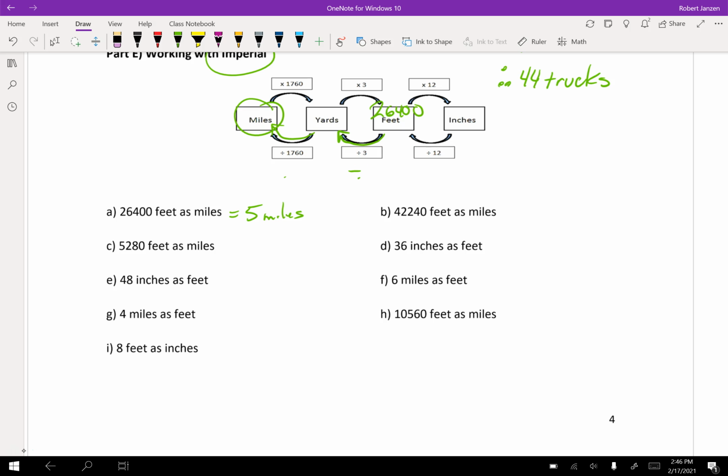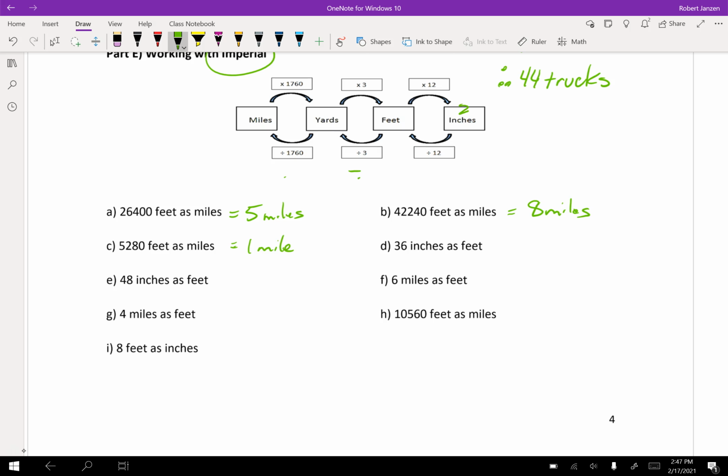Okay, let's try another one. Let's try this one. So these are all feet to miles. You can try those. Pause the video right now. I'll tell you this one is 8 miles. See if you can get that. And if you do this one, this is 1 mile.